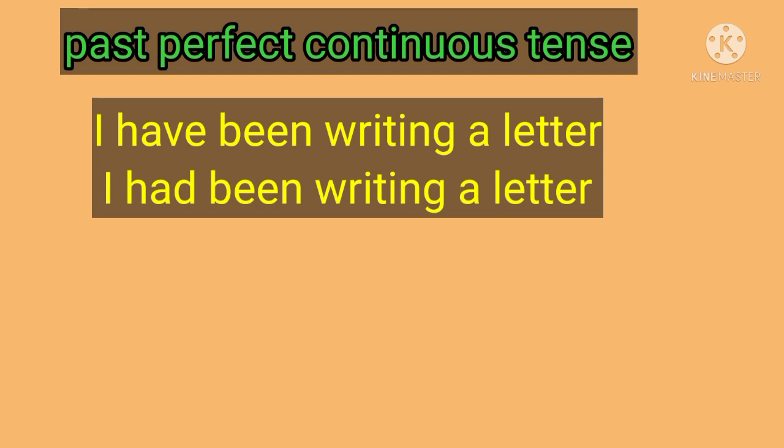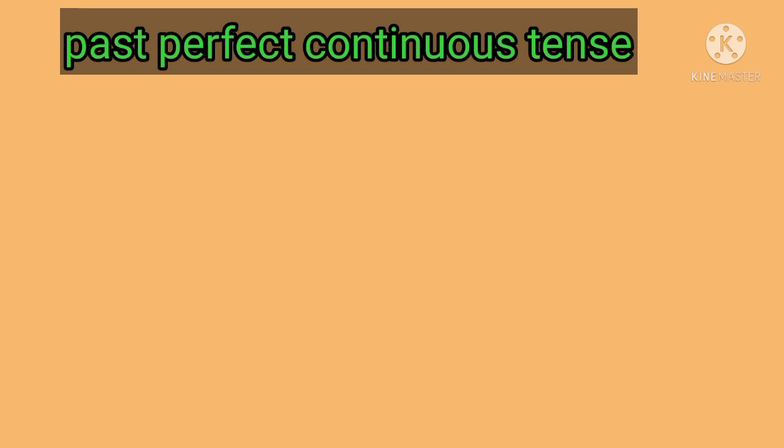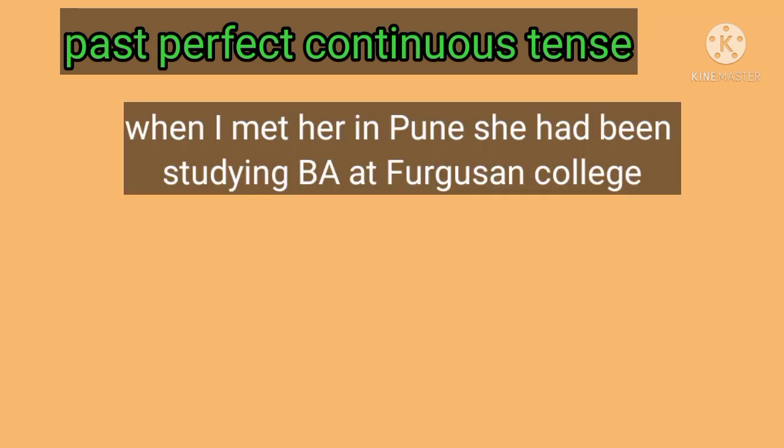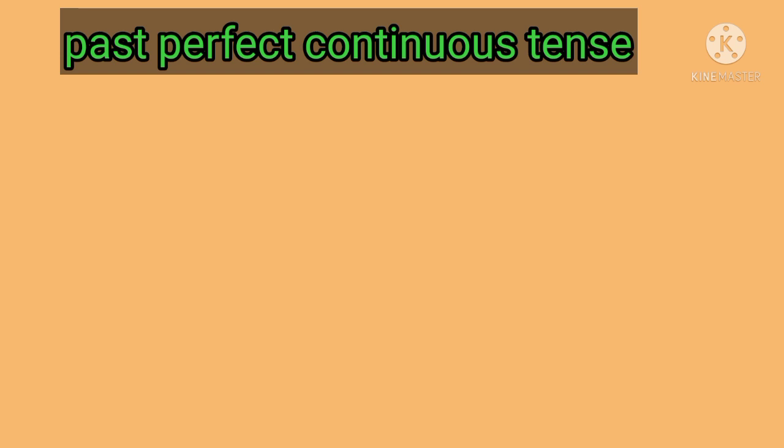Past perfect continuous tense is used for indicating an action that began before a certain point of time in the past, continued up to the past time mentioned, and might extend thereafter. Look at this example. When I met her in Pune, she had been studying BA at Fergusson College. Her studying at the college started prior to my meeting her, and it was in continuation when I met her.